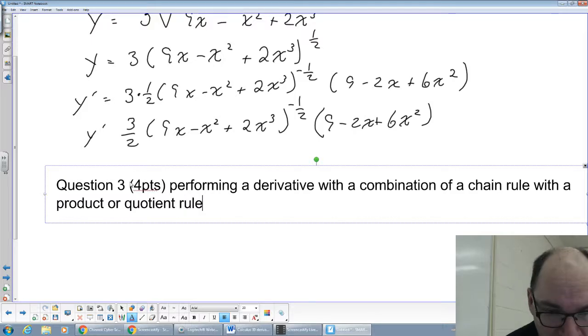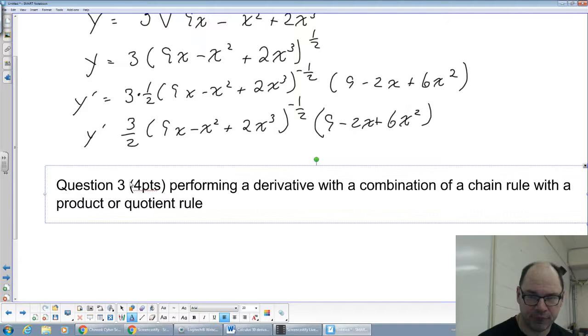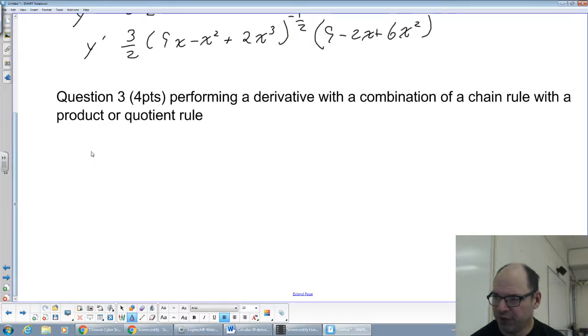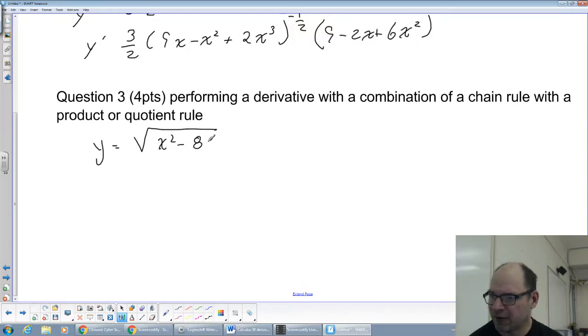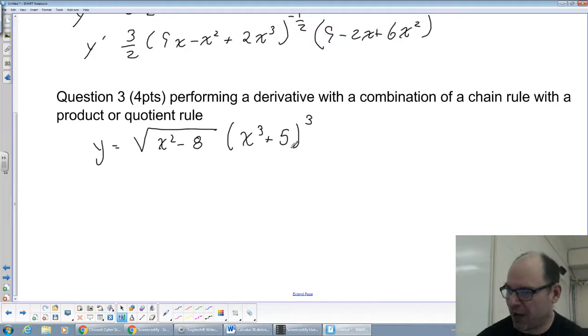Okay, that's what you would have there. Okay, so if we were to do one kind of like that, we'll do a simple one here. If we had y equals x squared minus 8 times x cubed plus 5 to the power of 3. Okay, we could do that one there. It's got two chains in there that we can do.